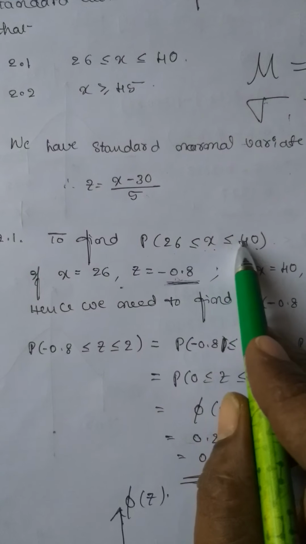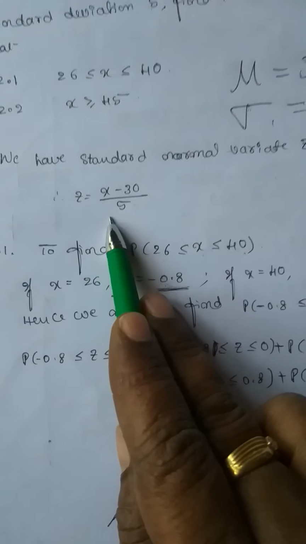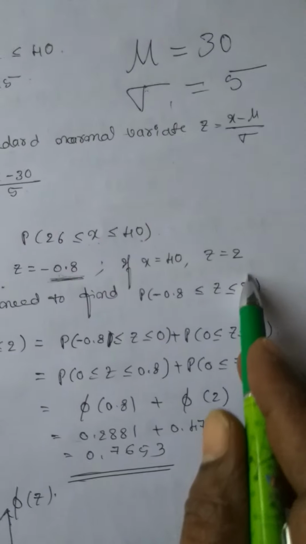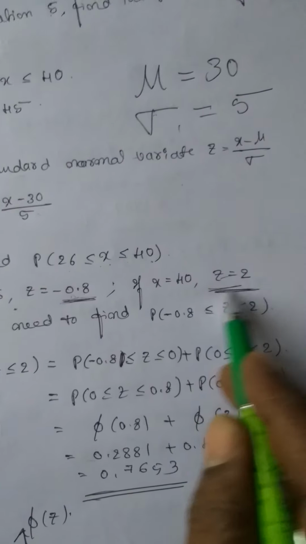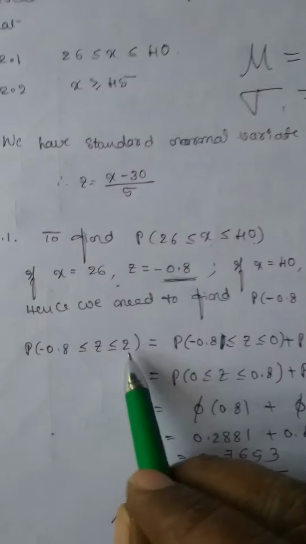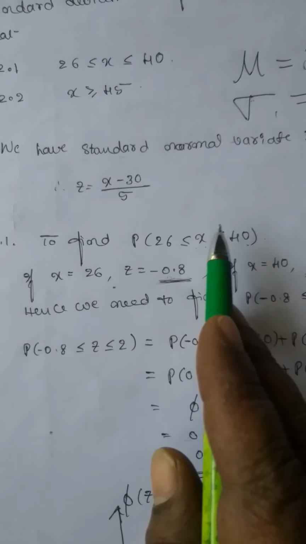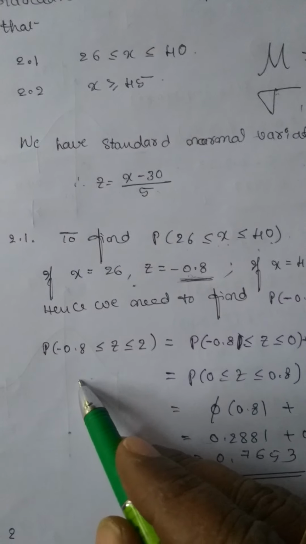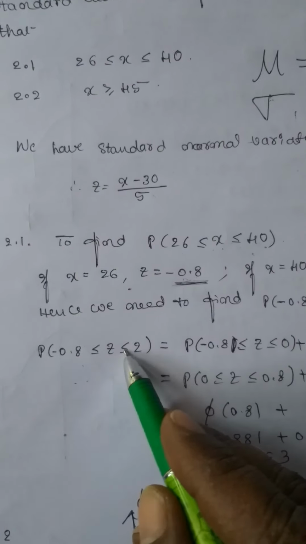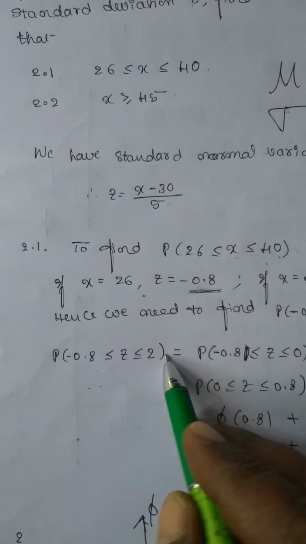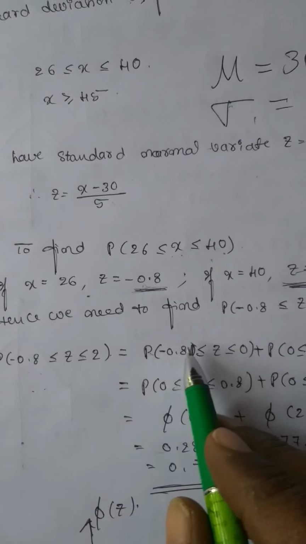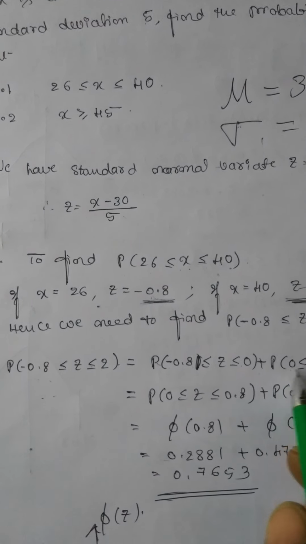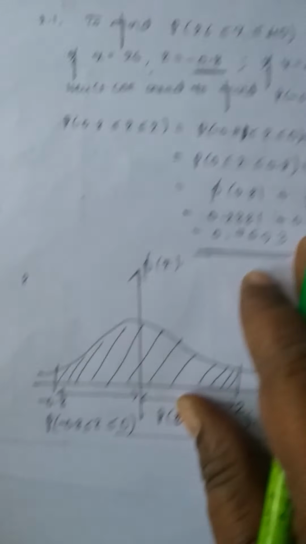Same thing, substitute x is equal to 40 in this formula. So it becomes (40 minus 30) divided by 5, and if you simplify that, you are going to get z is equal to 2. Now, writing P of x lies between 26 and 40 is the same as P of z lies between minus 0.8 and 2. We can write this as minus 0.8 to 0 as one part plus 0 to 2 as another part, as we have discussed in the bell-shaped curve.